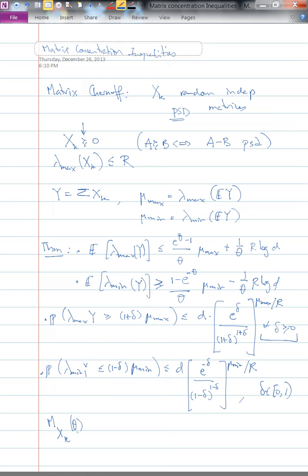So what we really want to do is control this term in terms of what's given in the problem, which is essentially the expected value of X k. We need the expected value of X k in order to compute mu max, and so we'd like to control it in terms of these. So for this purpose, we need a key lemma.